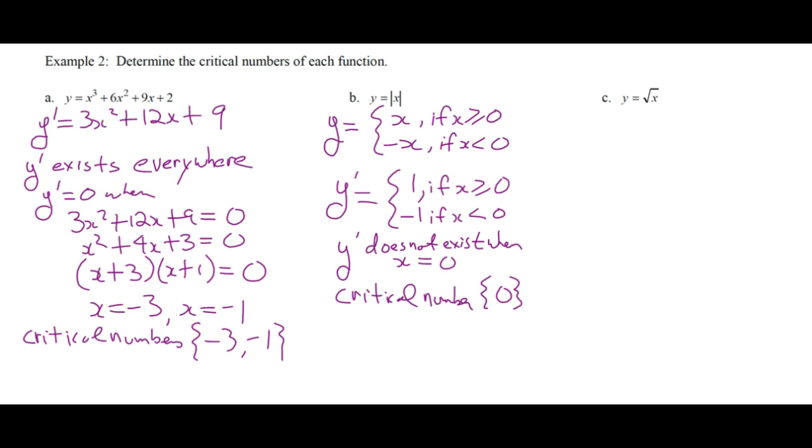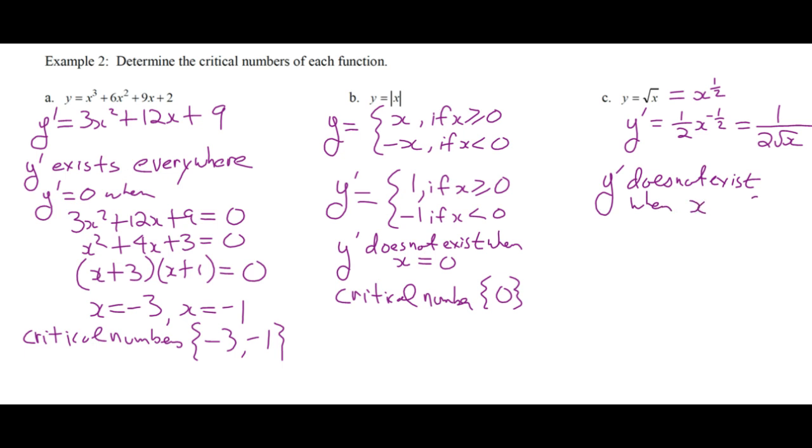Y equals root x, or x to the 1/2. So what's y prime? 1/2 x to the -1/2, right? Which we are then going to write as 1 over 2 root x. Because if we can, we put it back into a radical form and put stuff where it belongs. Because looking at this form, it's easy to say that y prime does not exist when x, what goes in there?